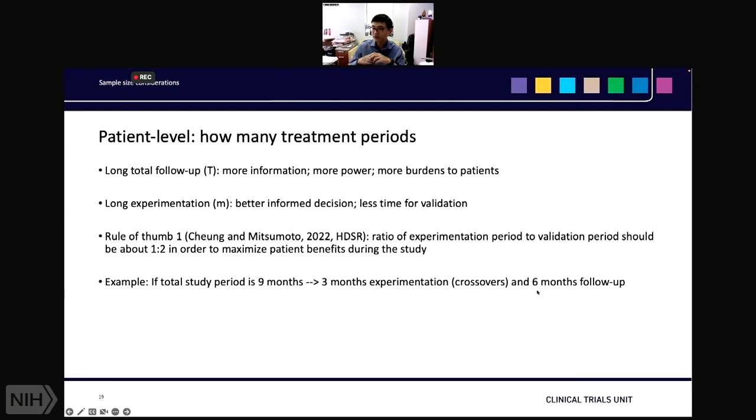This is a calculation based on the fact that this design will maximize patient benefits during the study. The intuition is that if we have too long an experimentation, we may be exposing the patients to the inferior treatment for too long. That's why the optimal ratio is that we want to test one part of experimentation with two parts of validation.